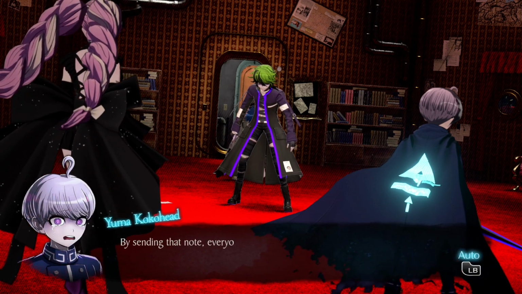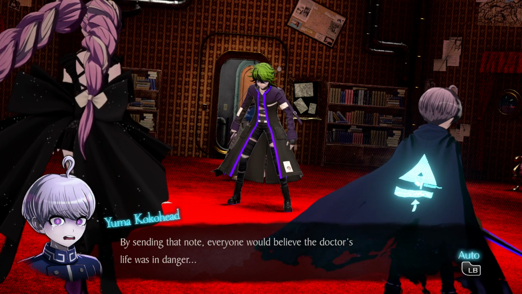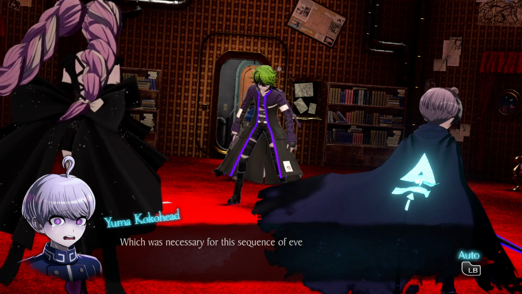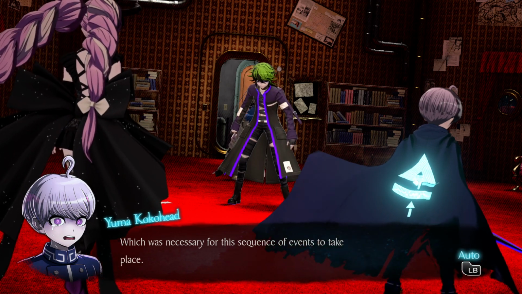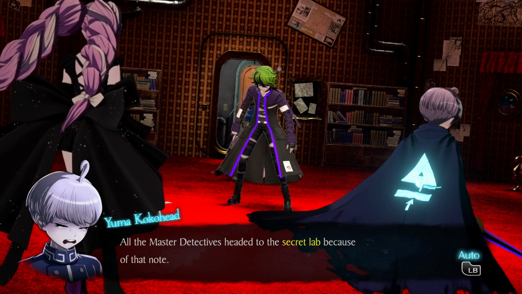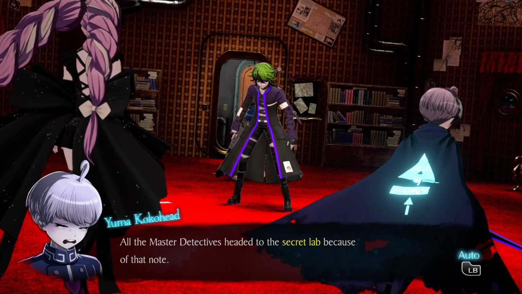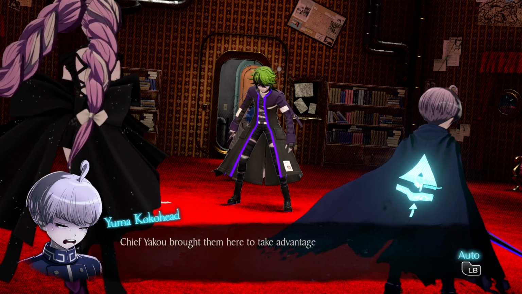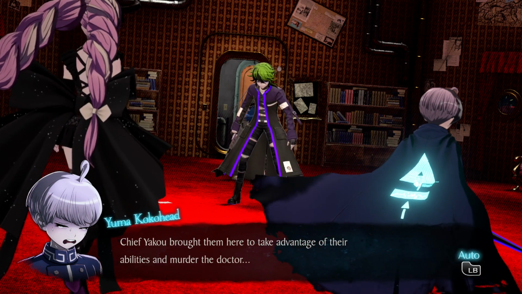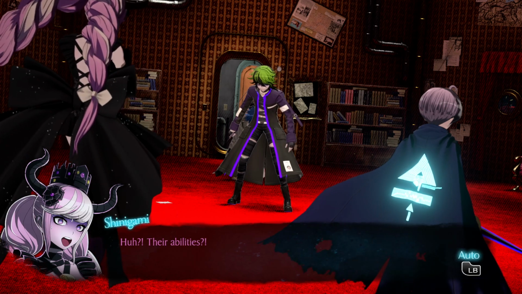By sending that note, everyone would believe the doctor's life was in danger, which was necessary for this sequence of events to take place. All the master detectives headed to the secret lab because of that note. Chief Yako brought them here to take advantage of their abilities and murder the doctor. Huh? Their abilities?